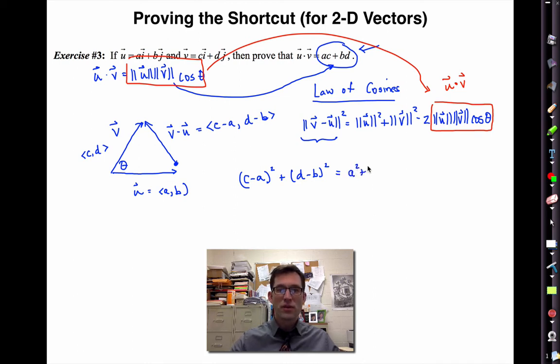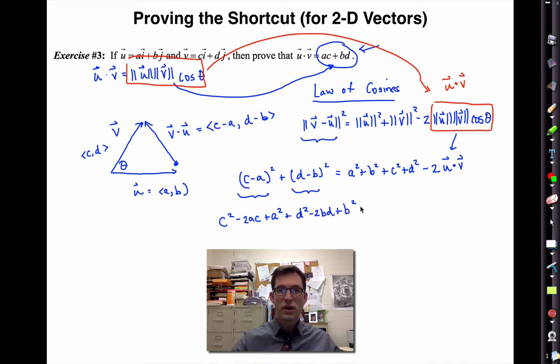That would just be a squared plus b squared. The magnitude of v, c squared plus d squared, and then I'm just going to put minus 2 u dot v. Okay, because that's what this is. All right, let's just do some foiling. What is this going to be? That's going to be c squared minus 2ac plus a squared. This is going to be d squared minus 2bd plus b squared equals a squared plus b squared plus c squared plus d squared minus 2 u dot v.